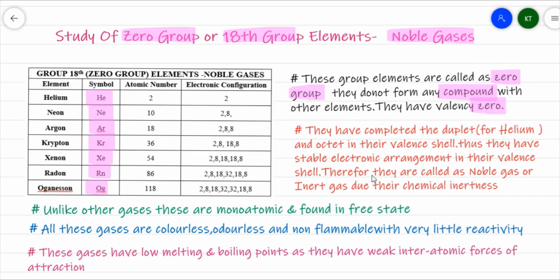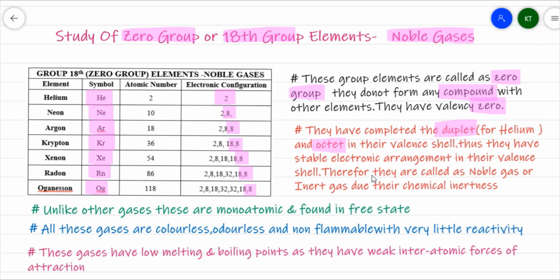Now apart from that, observe carefully: in case of helium, it has 2 electrons in its valence shell, which we consider a duplet condition. But all the other elements, if you look carefully, have 8 electrons in their outermost shell, which is considered an octet condition. So helium has a duplet and the other gases have an octet completed in their valence shell.